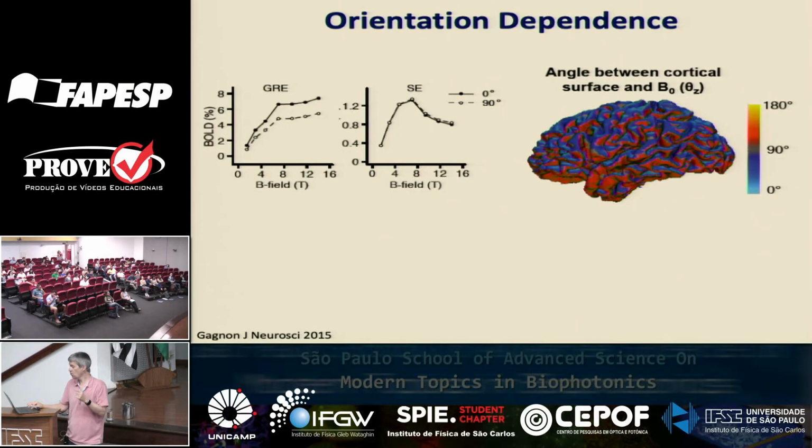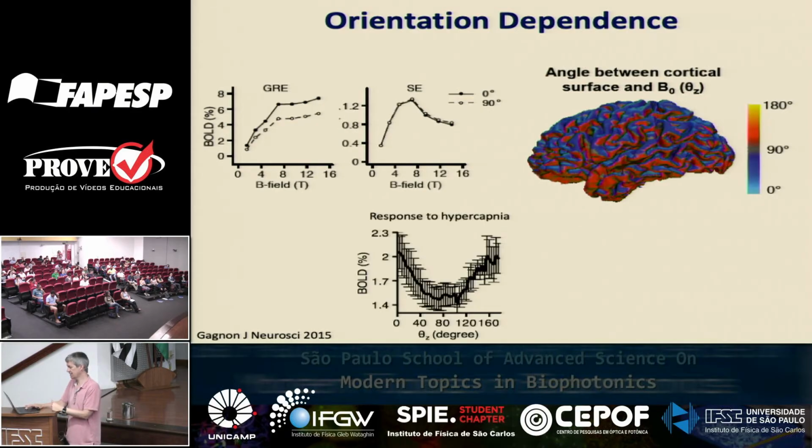So we could go in and measure BOLD at each point. We calculate the angle with respect to the main magnetic field, and we see, does BOLD change? Does it depend on the angle with respect to the magnetic field? So we did that, and holy cow, it did. It actually changed by 40% with respect to the angle.